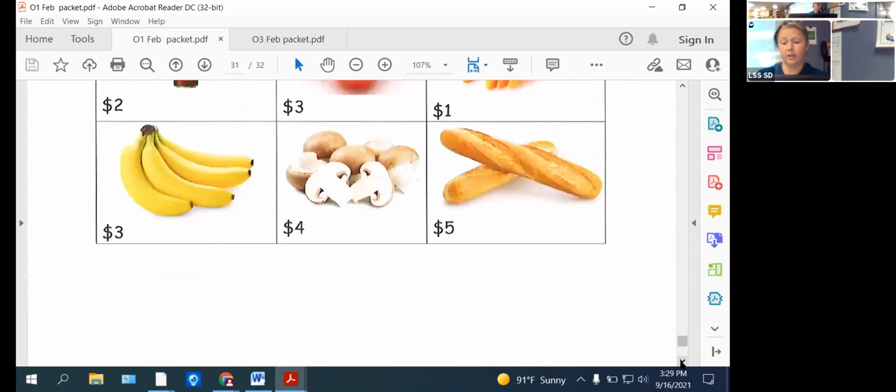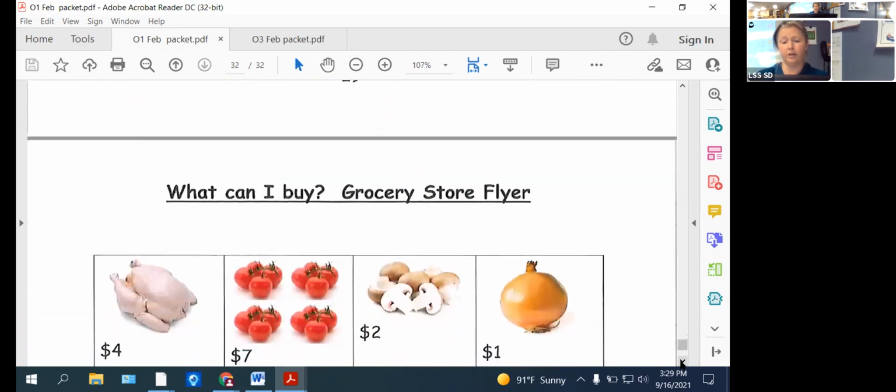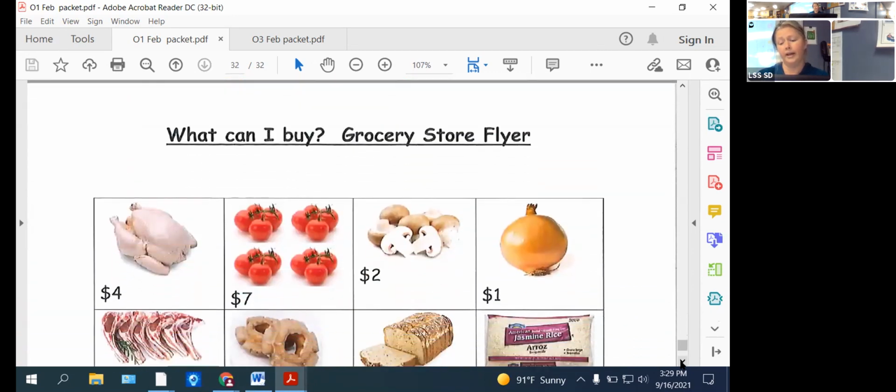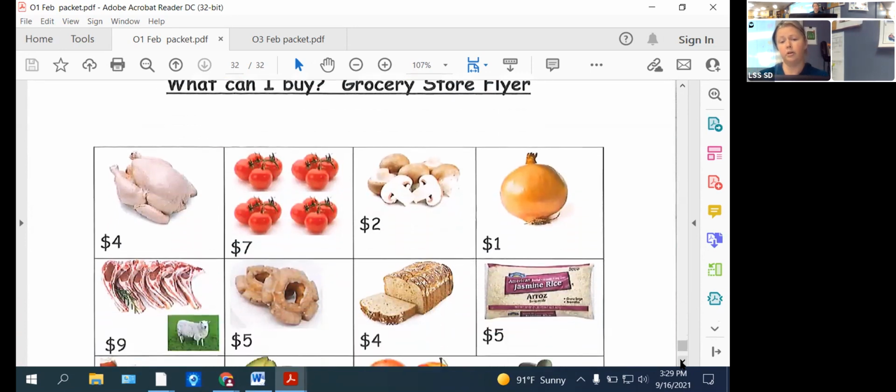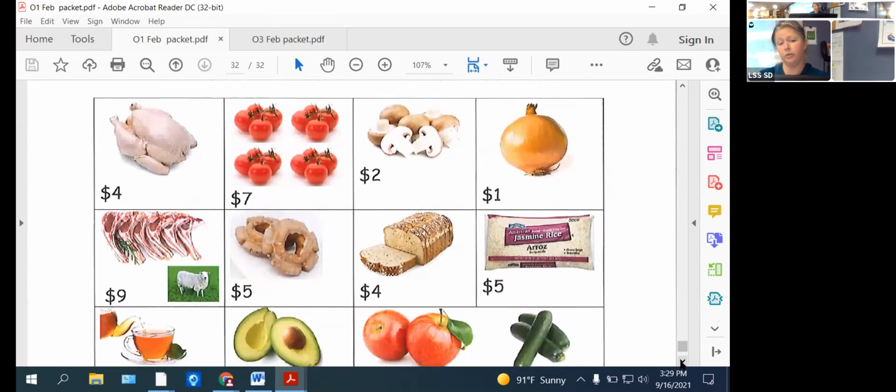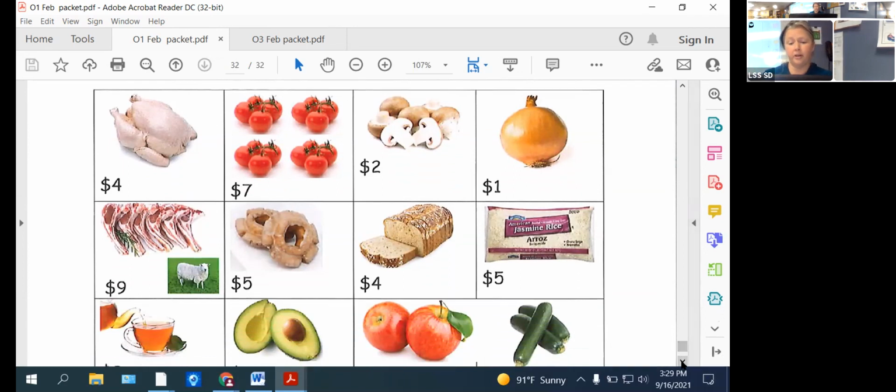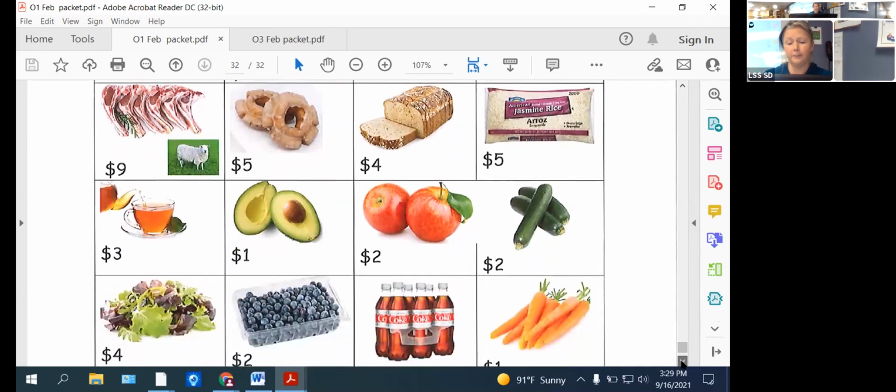So ultimately, in the last week, I didn't give them an actual flyer because I thought it was too complicated for oral one, but I did look at a flyer and take some of the items I saw and remake it so it was more readable for them. So like chicken and lamb and donuts. And we did talk about, is this good food? Is this healthy, not healthy, etc.